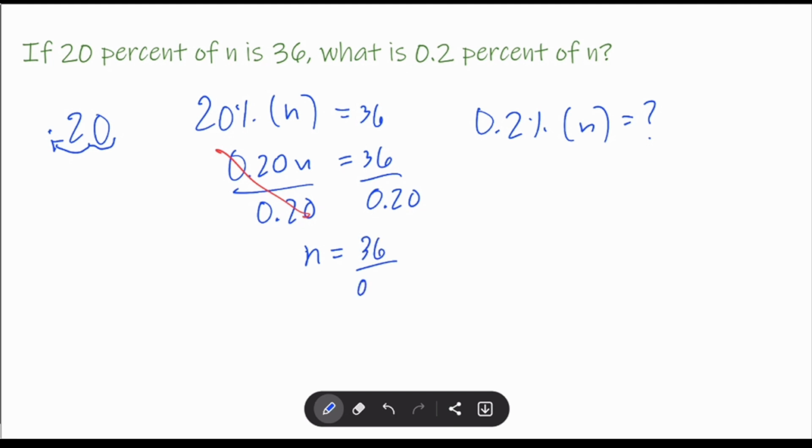We can make it whole numbers. First, we multiply by 10 to make it look easier. So 36 times 10 is 360. 0.20 times 10: I multiply by 10 so that the decimal point moves to the right by one, so it becomes 2. Now it's easier to compute. What's 360 divided by 2? That's 180, because 36 divided by 2 is 18, and then copy the 0. So that means n is 180.